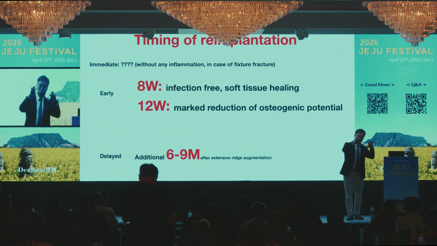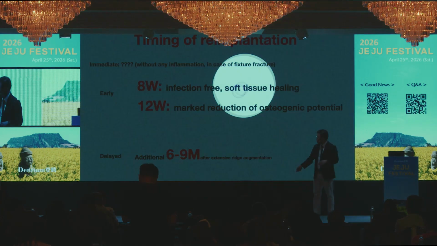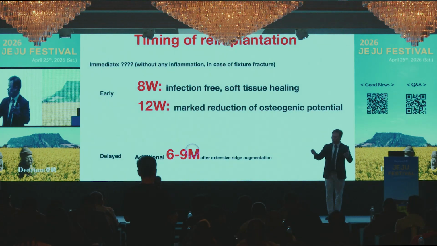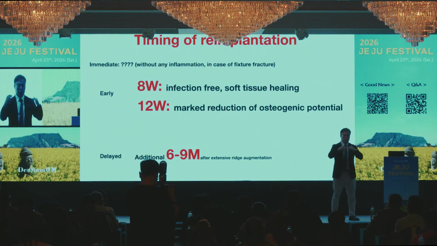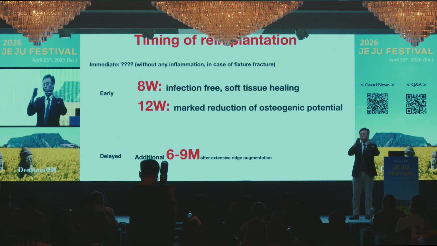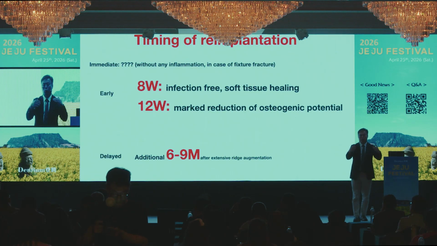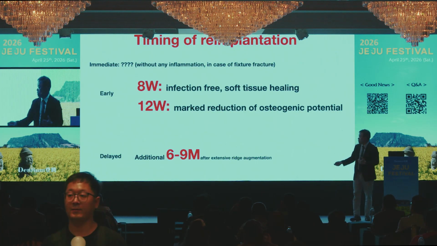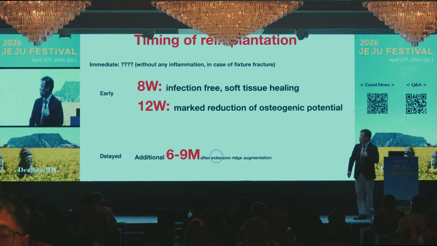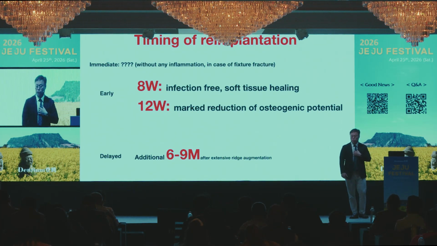So we have to place before 12 weeks. Sometimes we have to consider delayed placement. If we did a lot of augmentation procedures after removing the implant, not a simple one, the augmented bone graft procedure, then we have to wait. The literature says 6 to 9 months. This is delayed reimplantation.